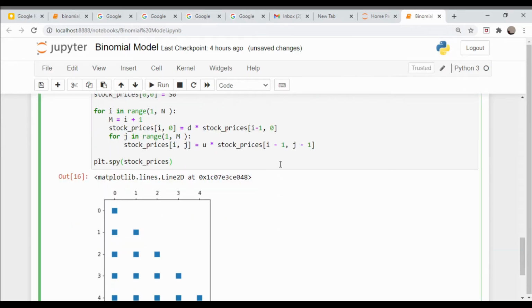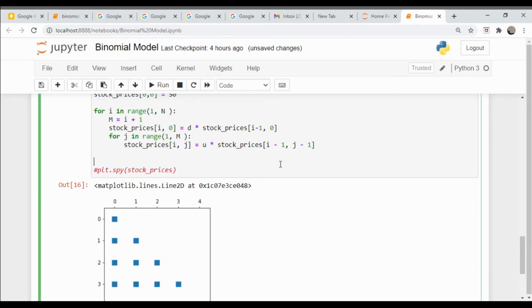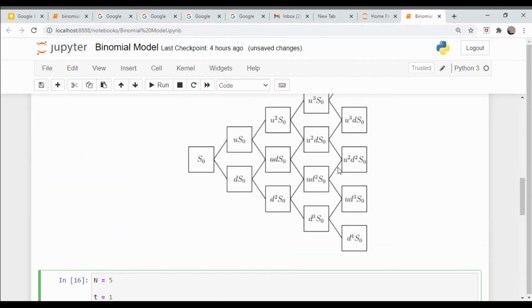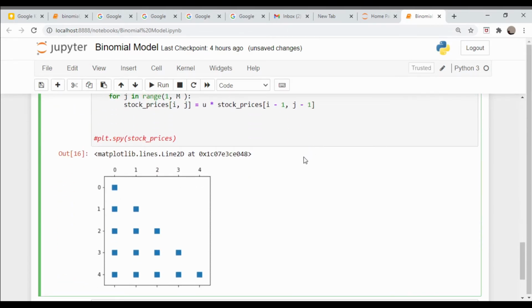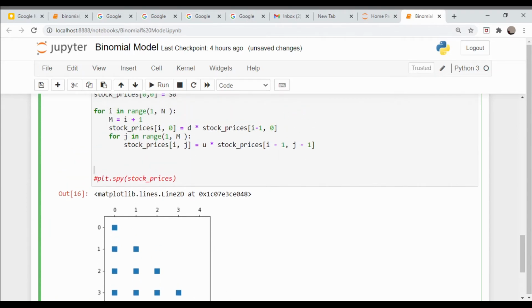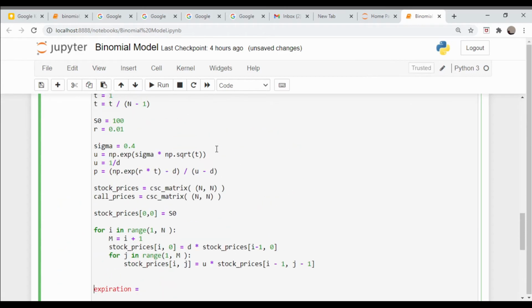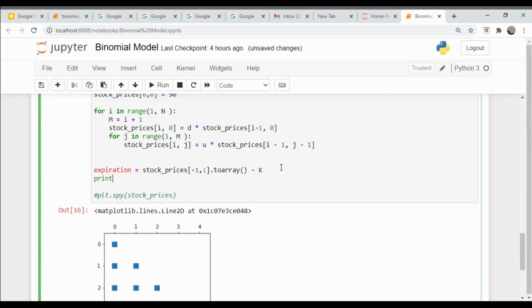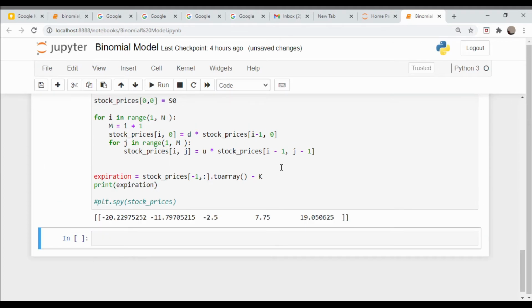So let me get rid of this for the time being, and now let's do the same type of loop for the call prices. Now that we know all the stock prices, we can just go back and populate the matrix of call prices. So let's do that here. At expiration, let's create a variable just called expiration. These will be the call prices at expiration. And now it's a little bit of a pain because we have a vector here. So what I'm going to do is the following. I'm going to say the value at expiration is equal to the stock price minus the strike price. The issue there, print expiration.